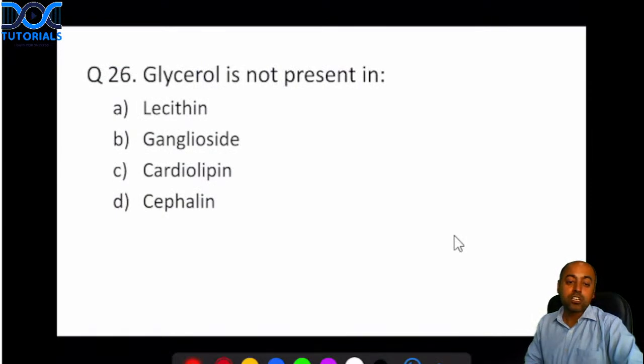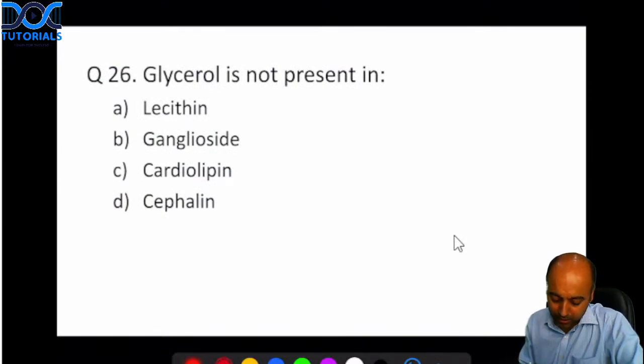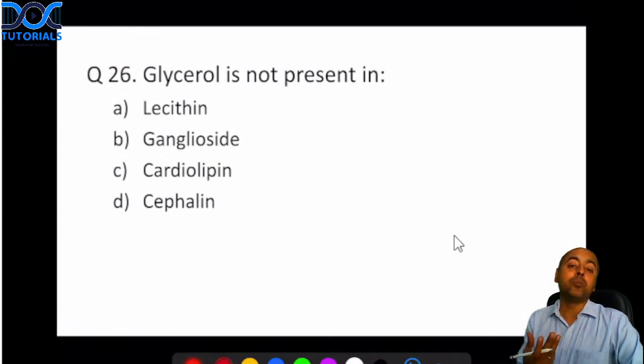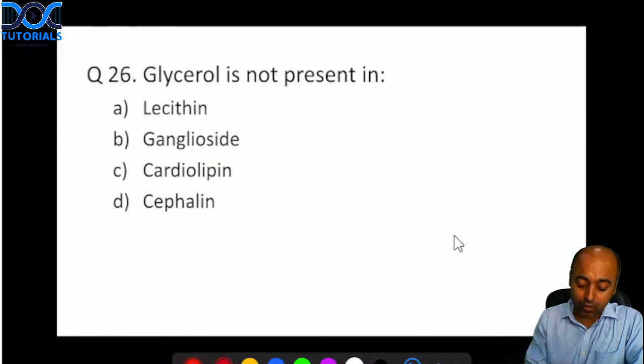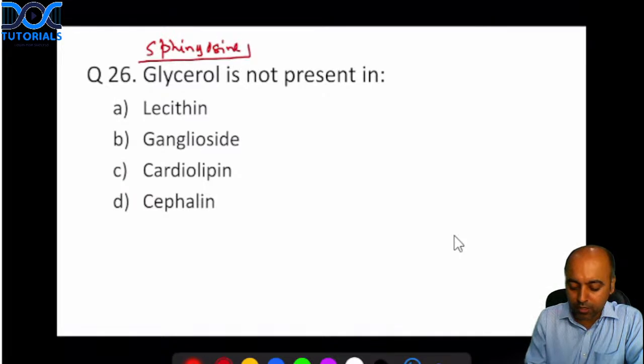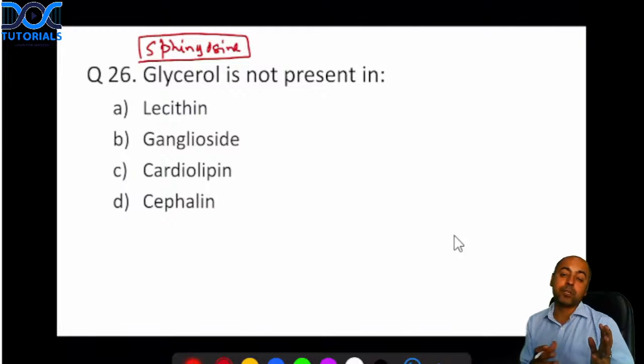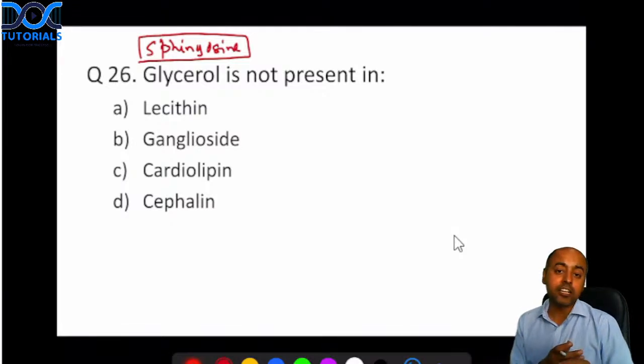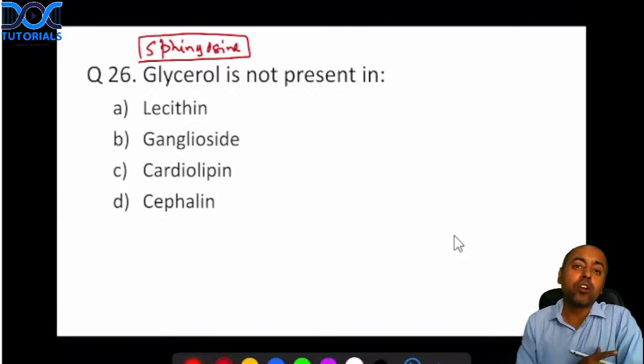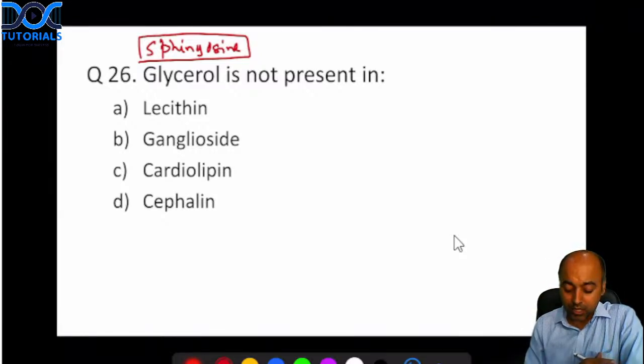Okay, question number 26. Glycerol is not present in. Now here you have to remember, when we talk about lipids, we have two important alcohols. One is glycerol, the second is sphingosine. These are the two important alcohols which are present in the common complex lipids. Glycerol is very widely distributed. Most of the lipids are going to have glycerol, except for one group of molecules which have sphingosine.